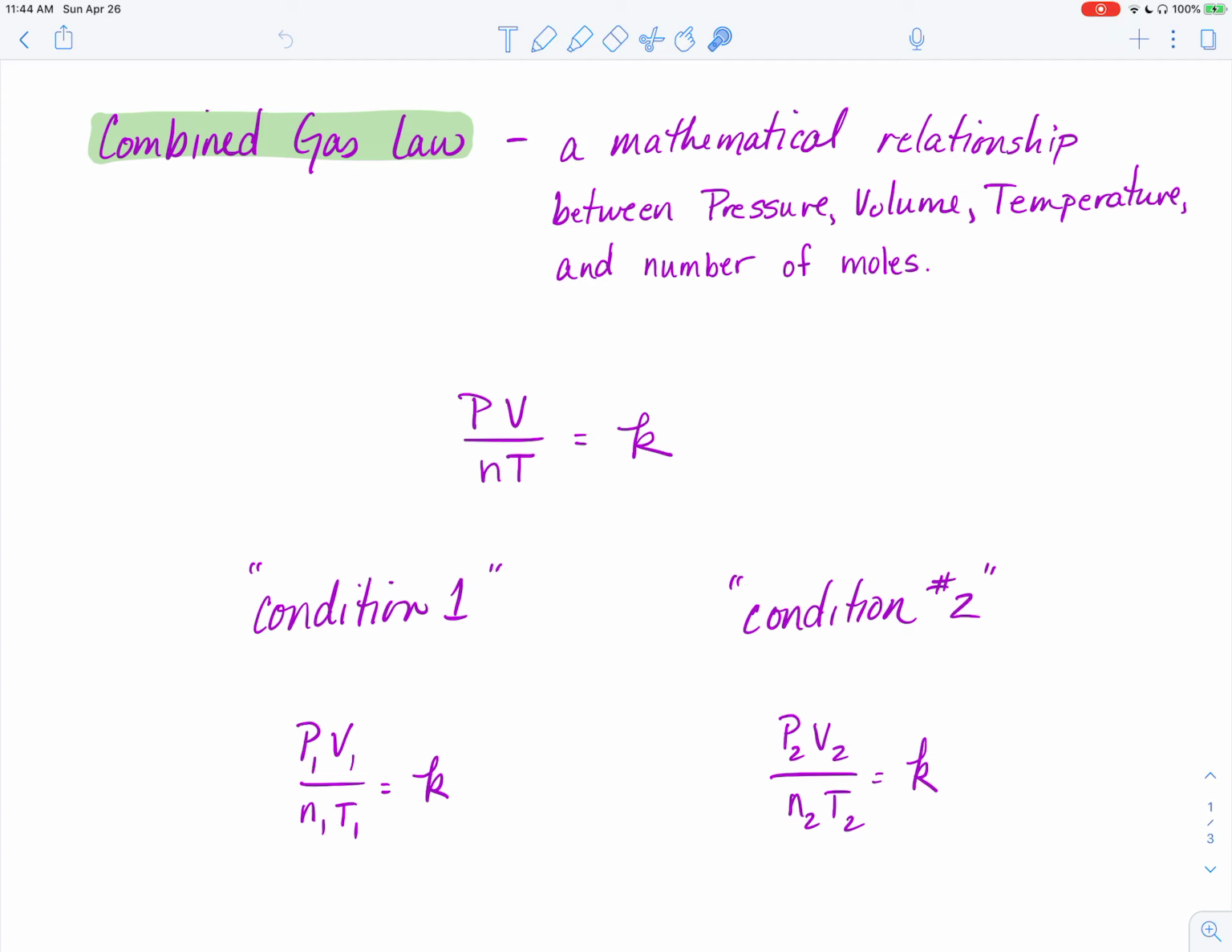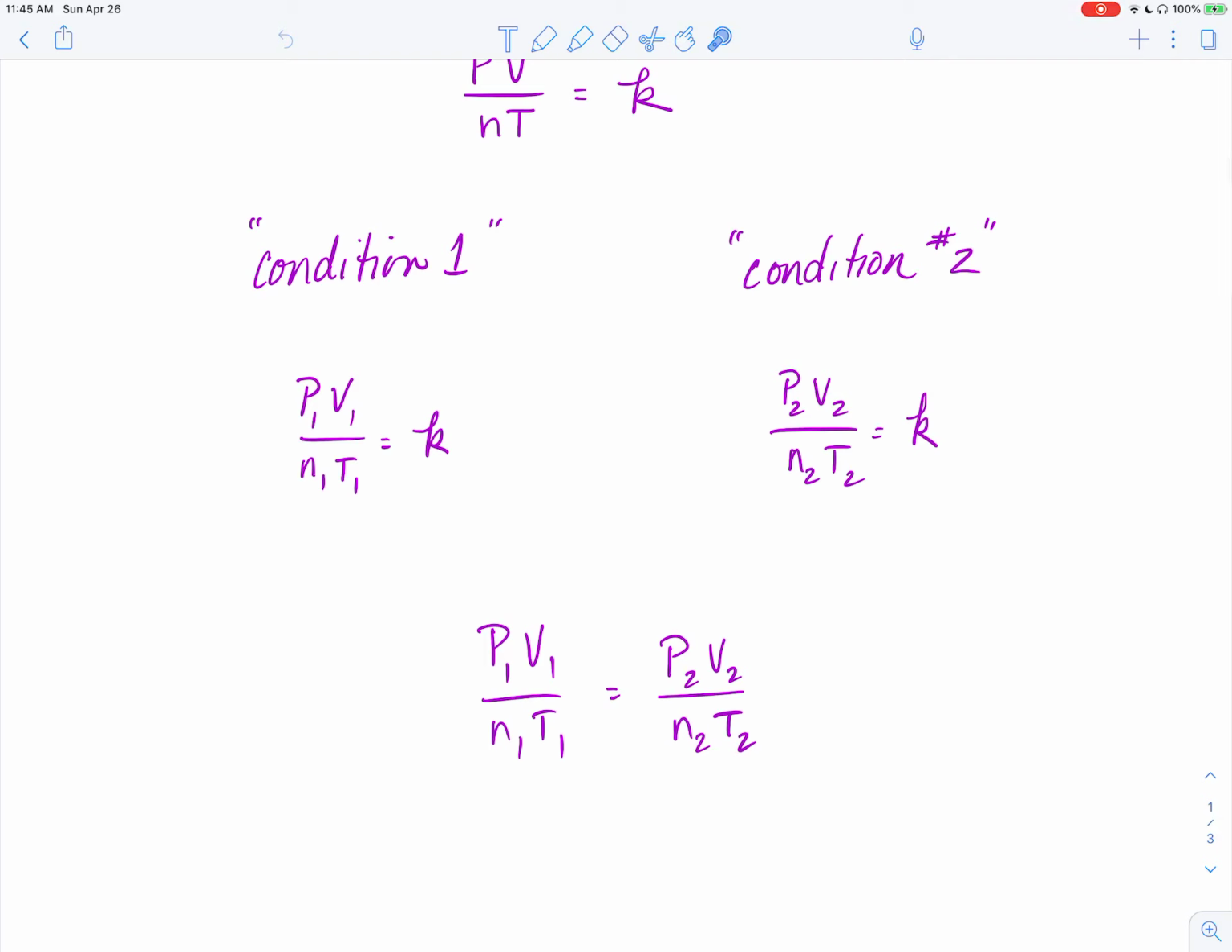If you put them into an equation where you have the pressure times the volume divided by the moles times the temperature, that should calculate to be equivalent to a proportionality constant, K. If we use this equation in two different conditions, condition 1 and 2, no matter the different conditions of the pressure, volume, moles, and temperature, they should always equal that proportionality constant K. So we should be able to set P1V1 over N1T1 equals P2V2 over N2T2. This is called the combined gas law.